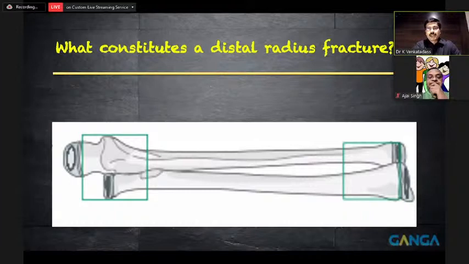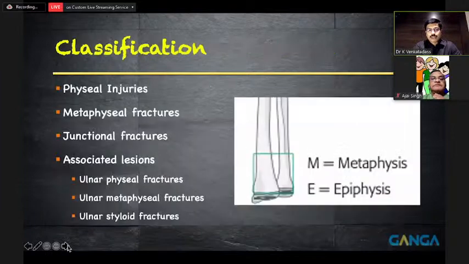So how do we define a distal radius fracture? Sometimes it can be tricky to differentiate between a distal 1/4 both bones fracture and a distal radius fracture. So I follow this definition given by AO. You measure the width of the physis of the distal radius and ulna and draw a square corresponding to the same measurement, and any fracture in this zone we call a distal radius fracture. Essentially, the distal radius fracture includes fractures involving the epiphysis or physis of the distal radius and ulna, the metaphyseal fractures, and junctional fractures, that is exactly the junction between the epiphysis and metaphysis. You can also have associated lesions of the ulna, like ulnar physeal injuries, ulnar metaphyseal fractures, or ulnar styloid fractures.